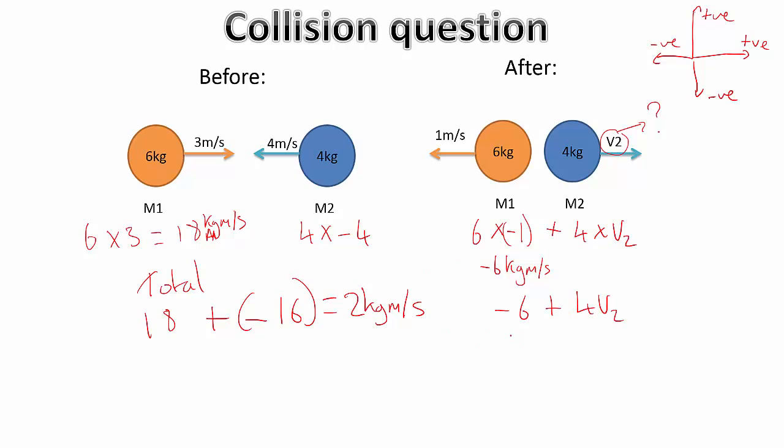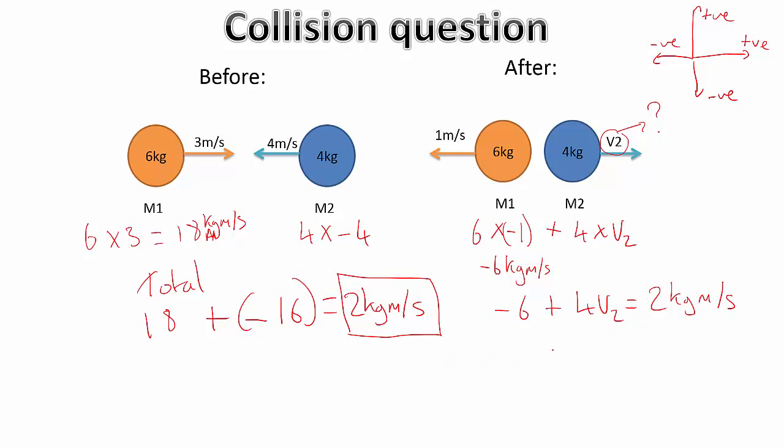Now, do we know the momentum afterwards? Well, yes, we do. This here was the momentum before. The conservation of momentum tells me that the total momentum before is equal to the total momentum afterwards. So this is equal to 2 kilogram meters per second.